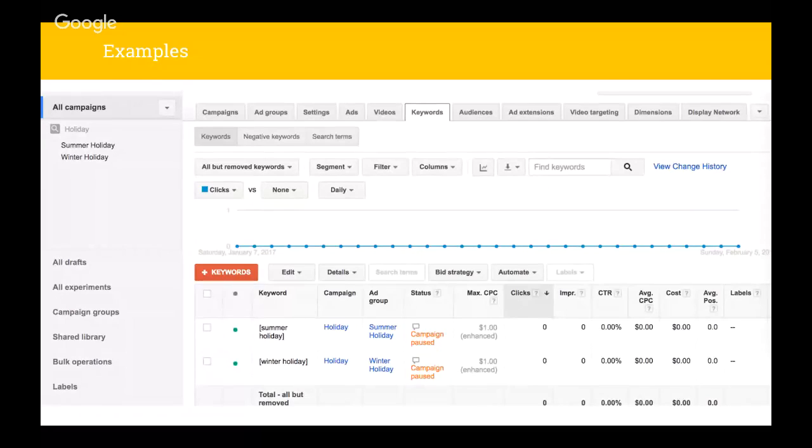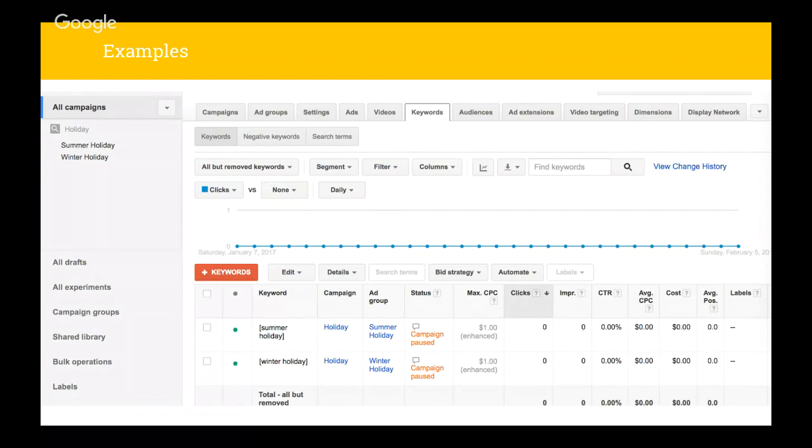And just to give you a screenshot of what that looks like in an actual account. So this is an example of that particular setup with the holidays. So in the top left corner, underneath all campaigns, you can see the grayed out word holiday. That's the campaign. And there's two ad groups underneath. So summer holiday and winter holiday.